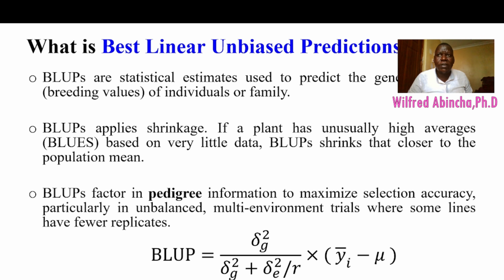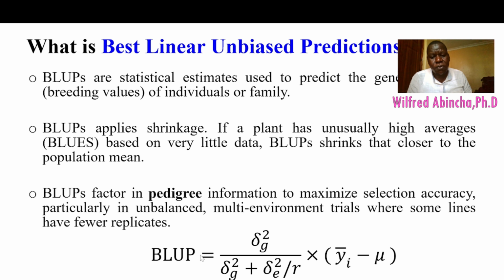Secondly, in BLUPs you can factor in pedigree information, the kinship, the genetic relationship. If you have that information, you fit it there, and then you increase the accuracy and the precision of your values, so that it helps ensure that you have good predictions for your selections.